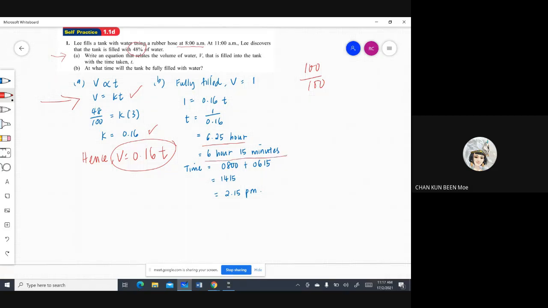Okay, so I'm going to substitute the value of the 1 equal to 0.16 T into the equation that we get just now. So to find the T is equal to 1 over 0.16, it is 6.25 hour. So we need the total of 6 hours and 15 minutes. But then they ask you at what time. So you have to add on, start from 8 a.m. there, add plus 0615. Then you get 14:15, which is 2:15 p.m. Okay? Yes. Okay.